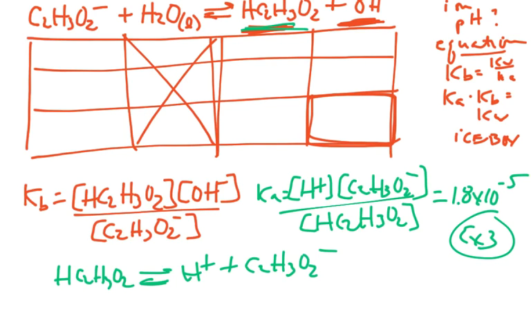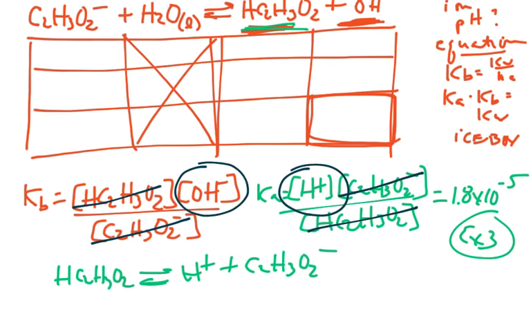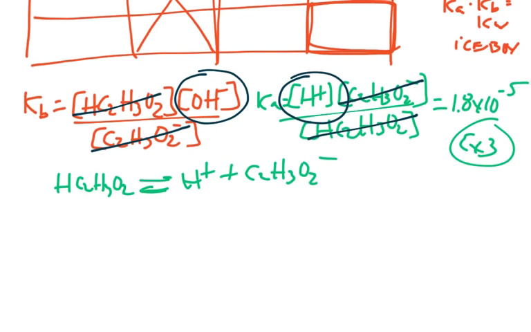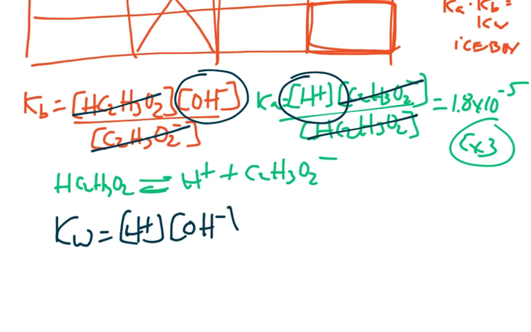Okay, so we look at these two. If we were to multiply these two, the Ka times the Kb, you can see that here's acetate ion and here's acetate ion, they're going to cancel. And here's acetic acid and here's acetic acid, they're going to cancel. What we have left is the H plus concentration times the OH minus concentration. And we know what that is. That's the Kw. So Kw equals the H plus concentration times the OH minus concentration.